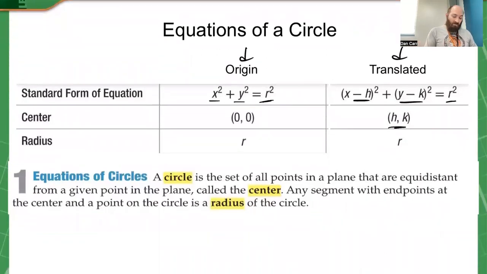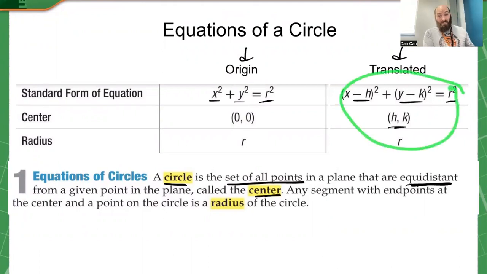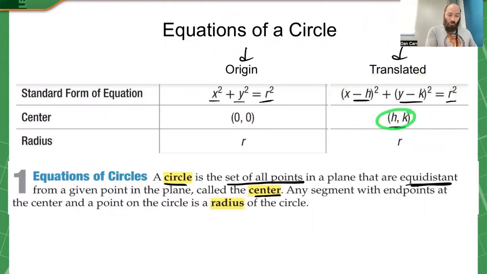So, equations of circles. A circle by definition is the set of all points in a plane that are equidistant from a given point on the plane called the center. If you pay close attention, this looks a lot like our distance formula, and that's on purpose. The distance from the center point, (h, k), to any point on the circle is that same distance, which is the radius. Any segment with endpoints at the center and a point on the circle is a radius. So let's apply this a little bit.